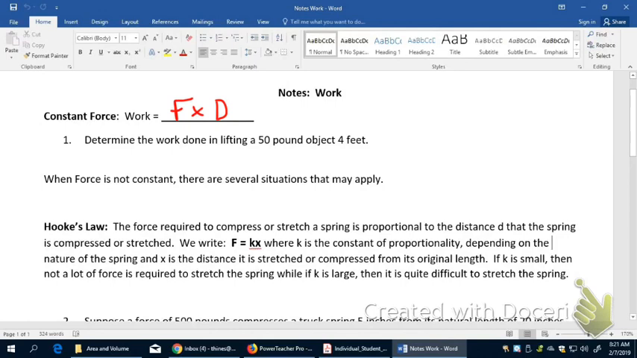For example, determine the work done in lifting a 50-pound object 4 feet. That just means that we're going to multiply 50 because 50 is the force. Most of the time, the force is a type of weight or the amount of weight put into it. In this case, it's pounds. You multiply by 4, so you get 200. And the units are pounds, feet, or feet pounds.